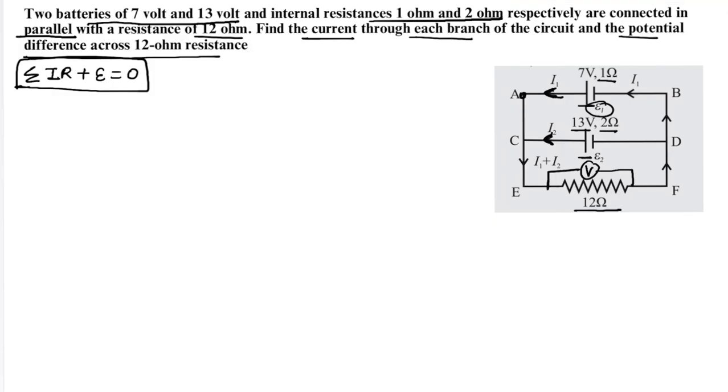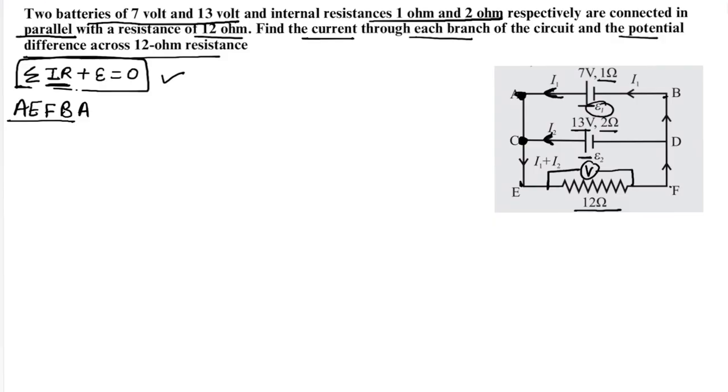The first loop that we can consider here is the loop starting from point A and ending at the same point. The loop that we are going to consider here is A, E, F, B, A. We have to use this Kirchhoff voltage law for the loop.